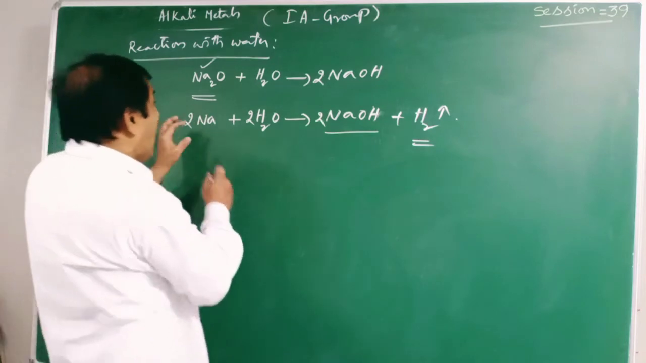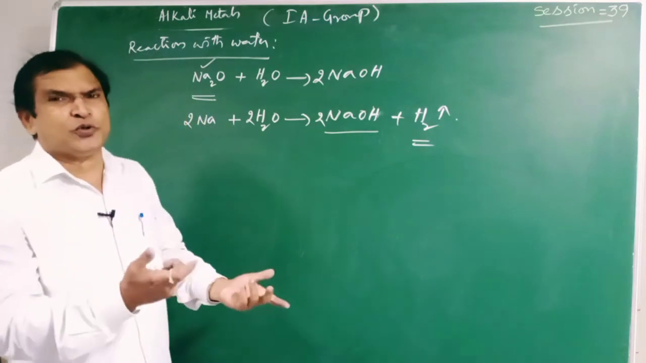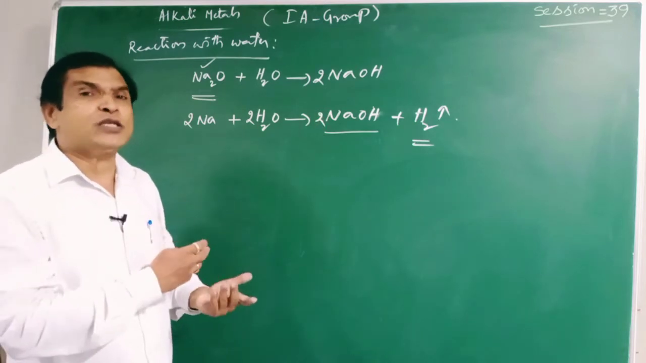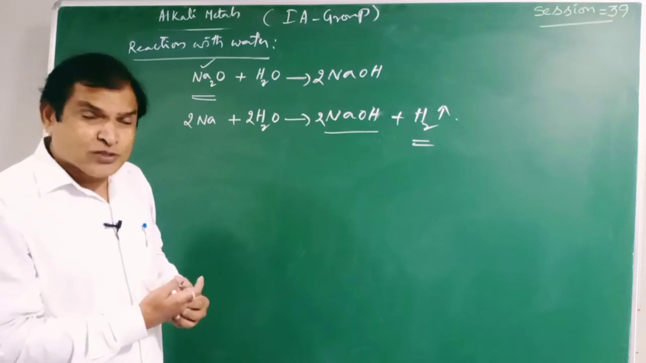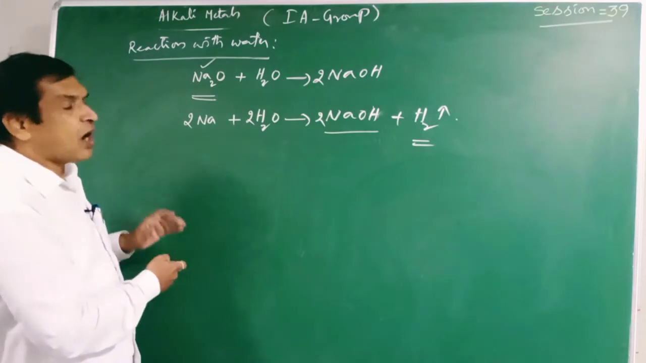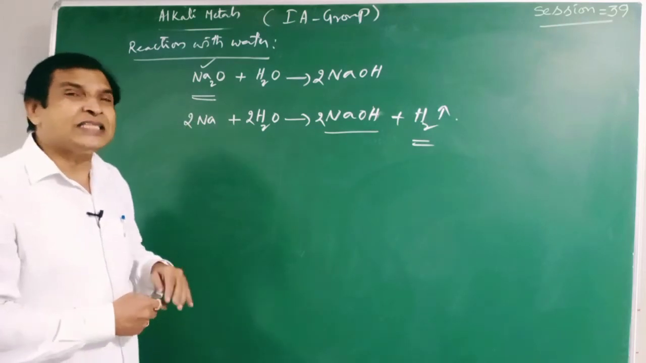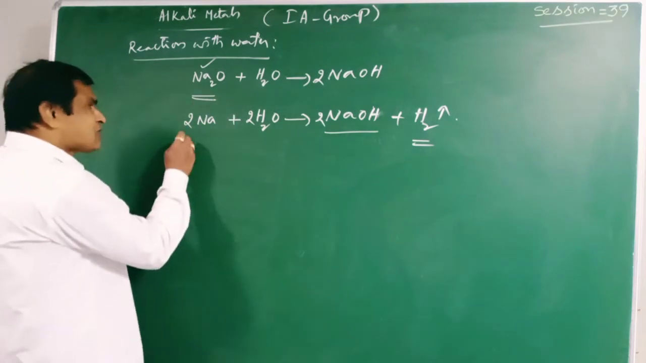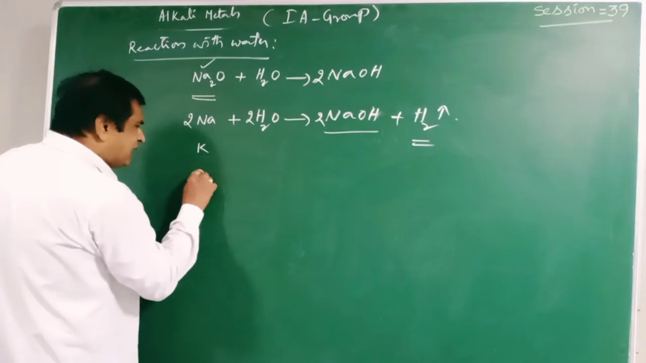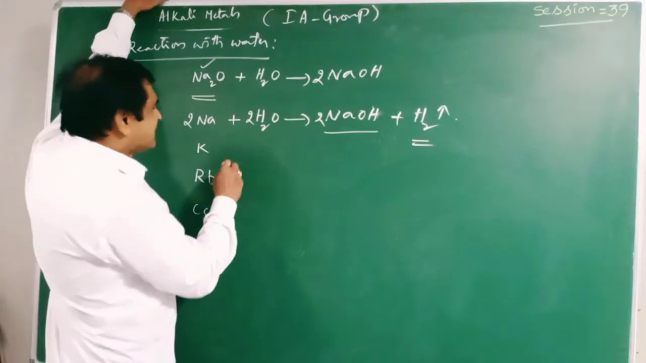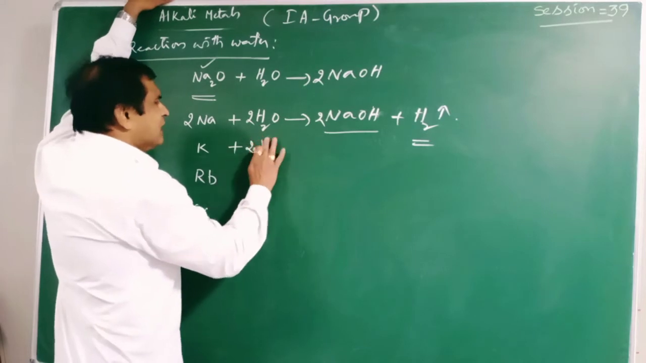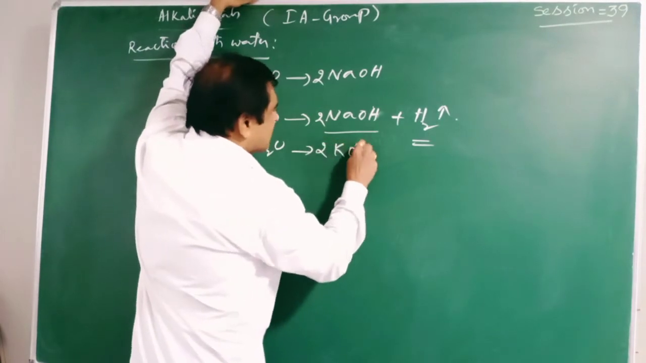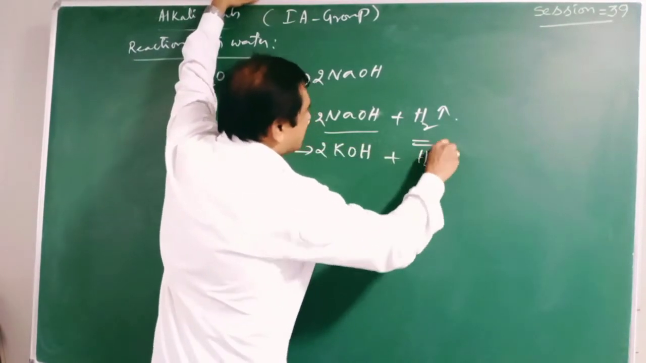Alkali metals are very reactive towards water. They have great affinity for oxygen. That is why the reaction of alkali metals with water is highly exothermic. The reaction of lithium is very slow, whereas sodium, potassium, rubidium, and cesium react vigorously, explosively with water, and form the corresponding hydroxides and liberate hydrogen gas.